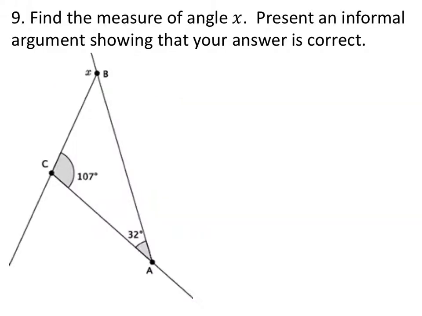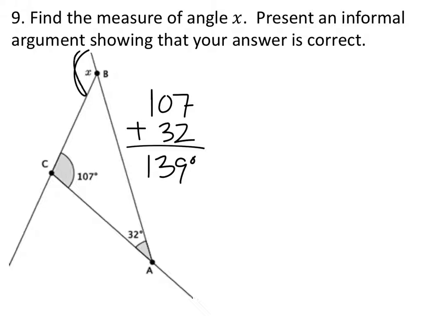Alright, find the measure of angle X. Present an informal argument showing that your answer is correct. So last time we found that third interior angle of the triangle. We won't do that this time. All I'm going to do is take the two remote interior angles, 107 degrees, and add it to the other remote interior angle at 32 degrees. That's 139 degrees, which is the same as X. So this angle is 139 degrees.